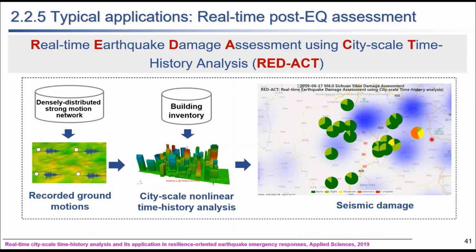Okay, so we developed a program called REDACT, Real-Time Earthquake Damage Assessment using city-scale time history analysis. Every time an earthquake occurs somewhere, we get the ground motion, we put the ground motion into our building inventory, and we can predict the seismic damage. You can see that this is a real earthquake in China. The different circles represent different stations. The different colors in the circles represent different damage ratios. The red dot means the epicenter of the earthquake, and the blue contour background means the population density distribution of the area. So we can clearly see how much damage there is to the area and to the densely populated area.